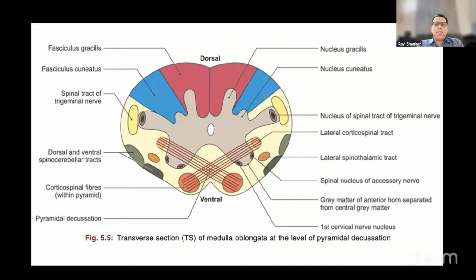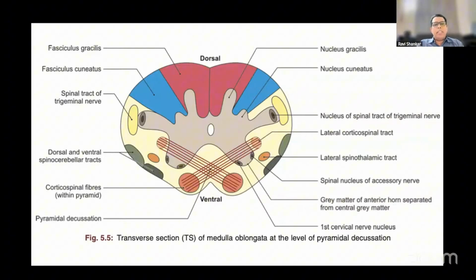And this is not something new. If we have studied the spinal cord sections and the anatomy, we'll see that the medulla at this level is very similar to the somatotopic organization which is seen at spinal cord level. So it resembles spinal cord in having the same three funiculi and the same tracts.